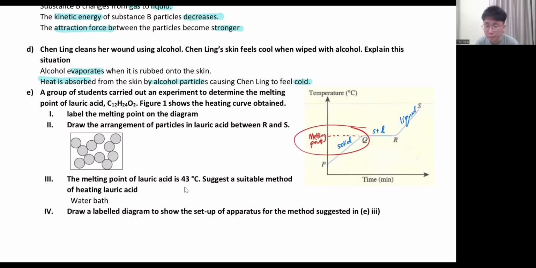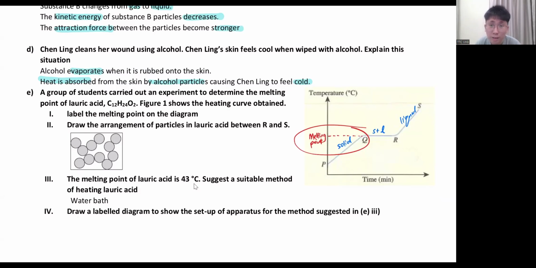Because if you heat the chemical directly, the bottom part gets hot first, while the top part is still cold. So the heat is not uniform. Therefore we use a water bath to give you uniform heating, or we call it even heating. Since they say 43, your water bath is suitable. Why? Because a water bath can go up to a maximum of 100, so 43 is easy to reach.